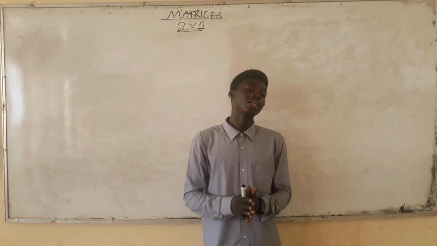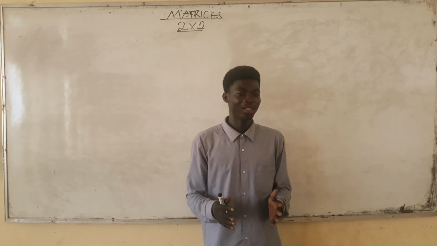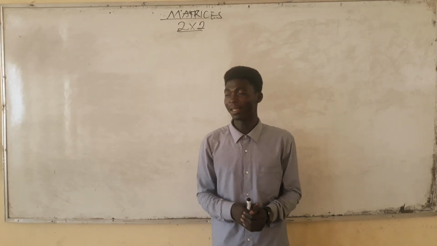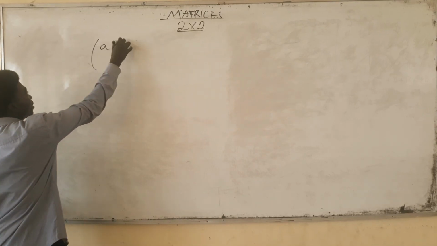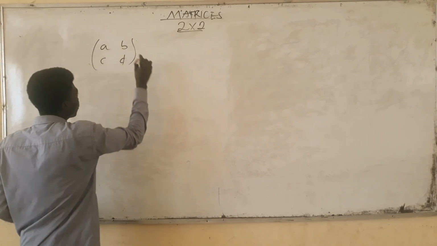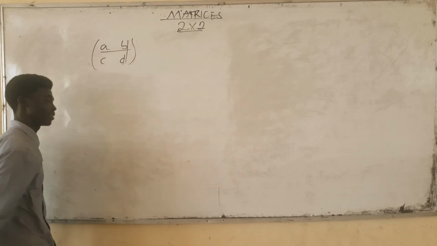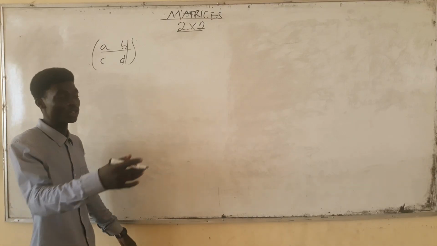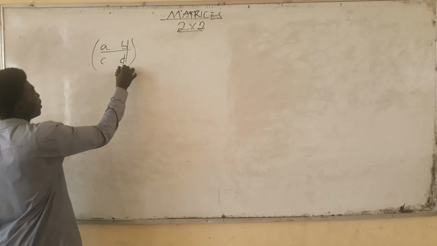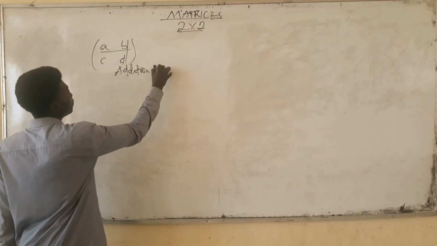So today we're looking at the 2 by 2 matrix. Let's get straight into the business for the day. So we have our 2 by 2 matrix in this form. Now let's look at the addition and subtraction of 2 by 2 matrices.